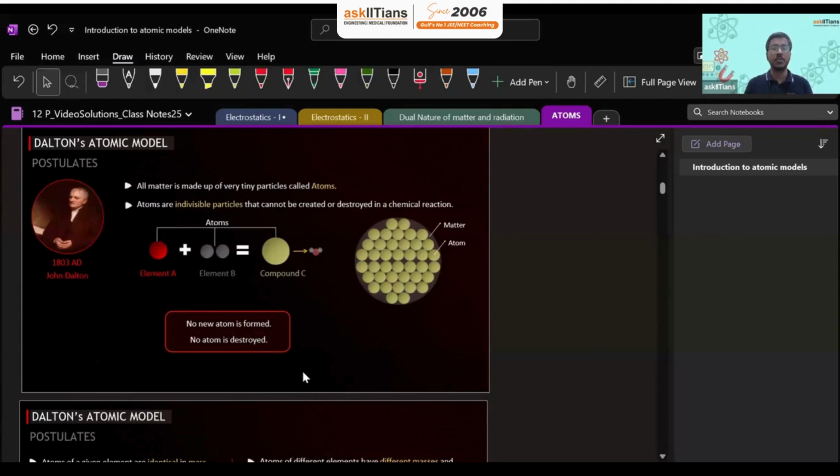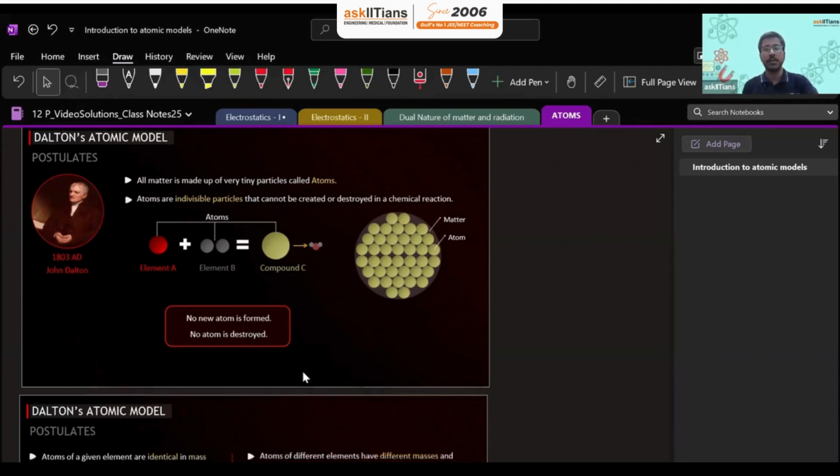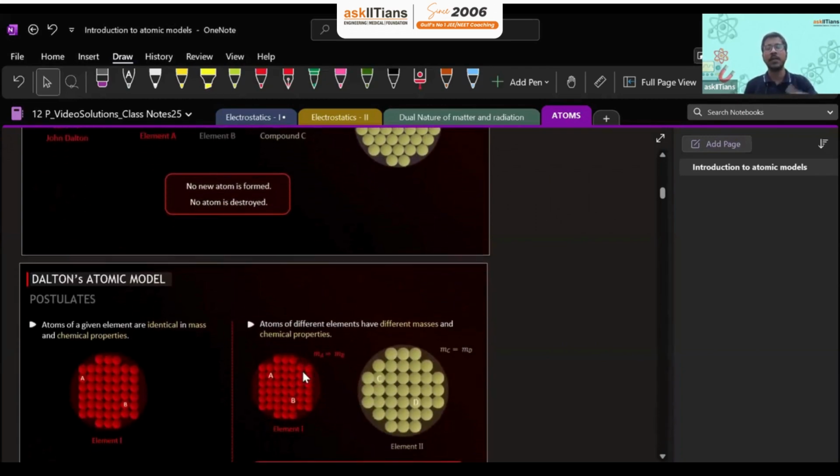Now comes Dalton's atomic model. You have studied Dalton's atomic model, so we will just go quickly through the postulates, although this is not as important from your board point of view. All matter is made up of tiny particles called atoms. Atoms are indivisible particles that cannot be created or destroyed, that is, no new atom is formed and no atom is destroyed.